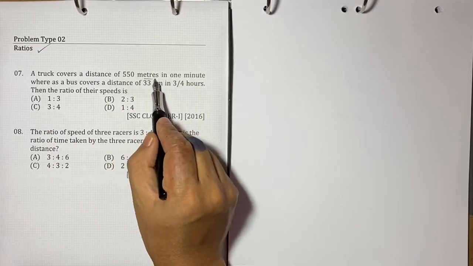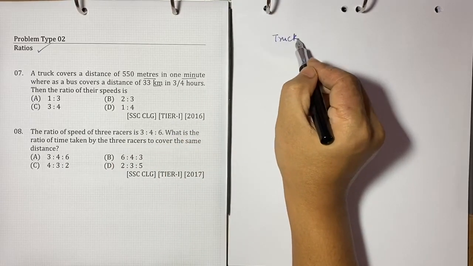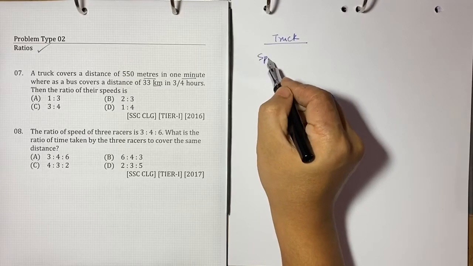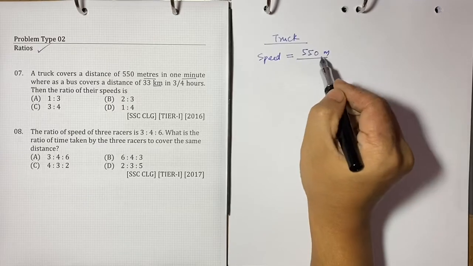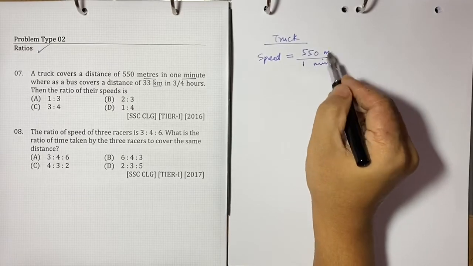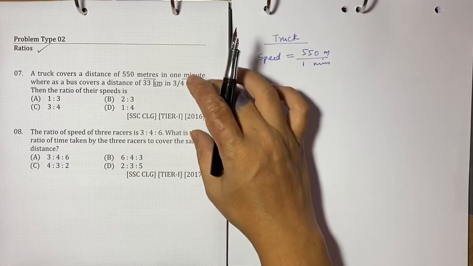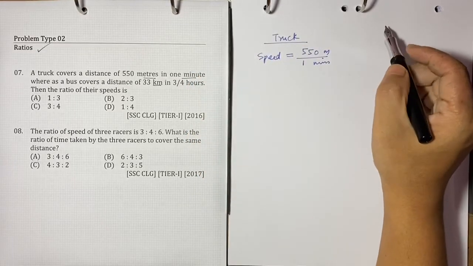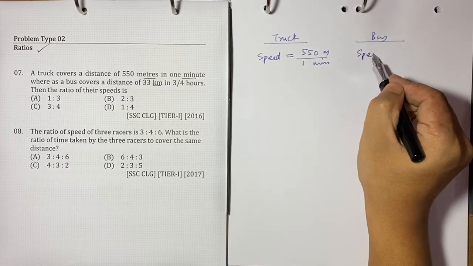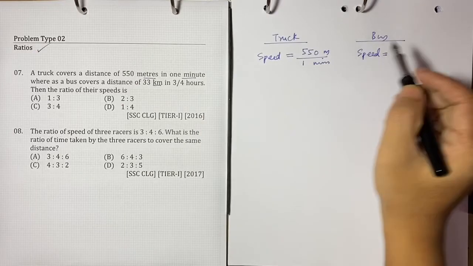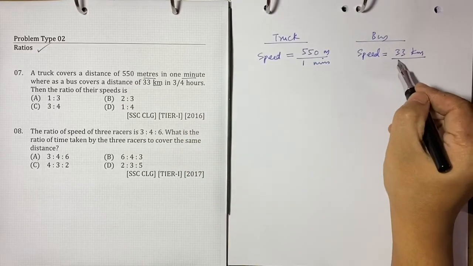First we need a common unit. The truck's speed is 550 meter divided by 1 minute, so meter per minute, and we don't need to convert to seconds. The objective is to make the units the same. The bus speed is distance by time: 33 kilometer divided by 3 by 4 hours.